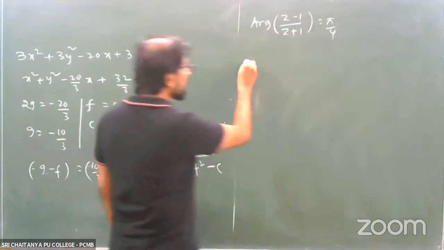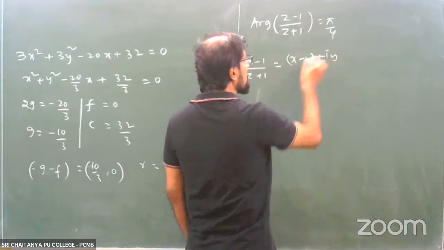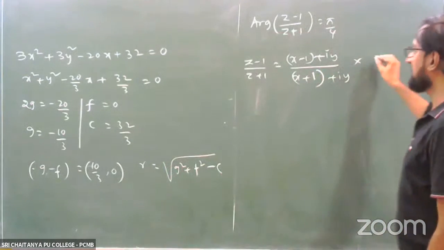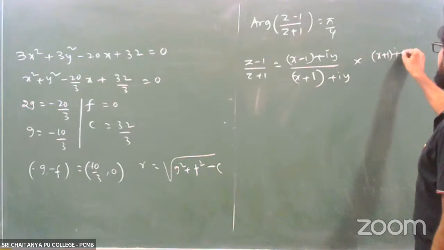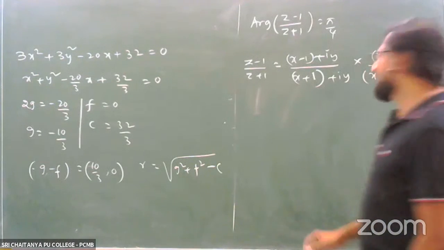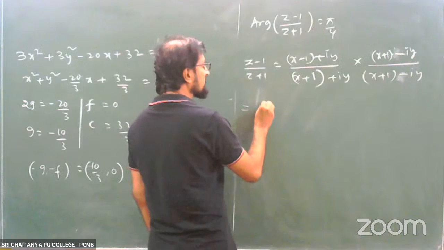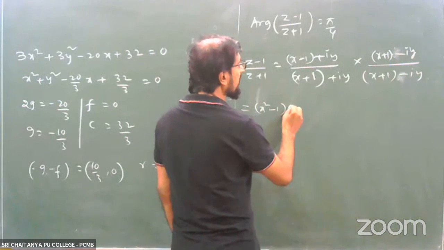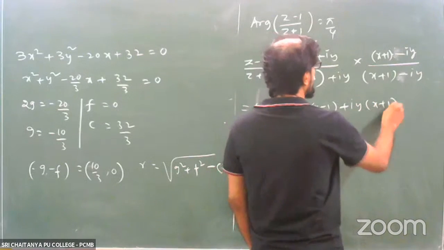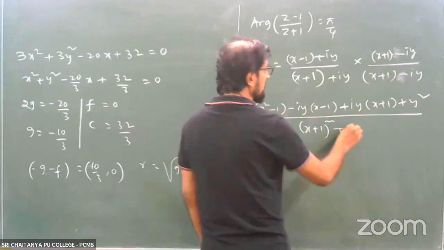How, sir? z minus 1 by z plus 1 is equal to x minus 1 plus iy by x plus 1 plus iy, into, take the conjugate of this, x plus 1 minus iy by x plus 1 minus iy, right? Now, if I multiply with it, I am going to get x square minus 1, minus i into y into x minus 1 plus i into y into x plus 1 plus y square upon x plus 1 whole square plus y square.